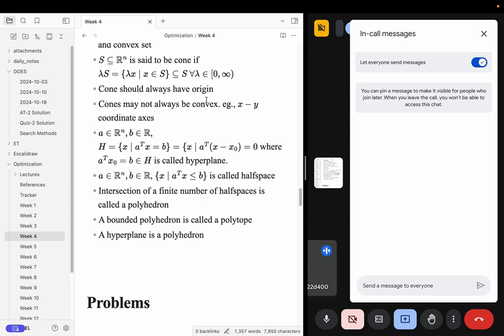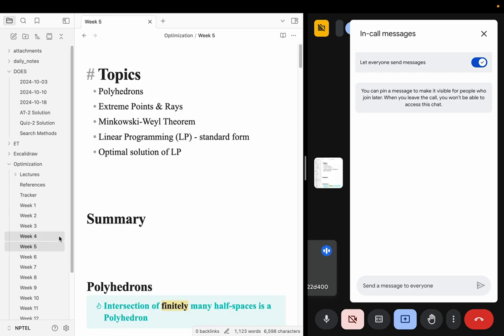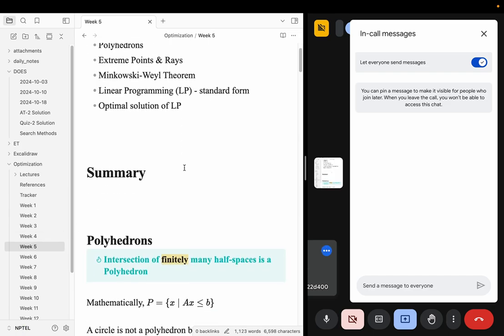We have different theorems on this. We define what a half space is, what a polyhedron is, and these are the different definitions. I'm not going through the definitions, but the main idea is that all of these are convex sets. And why do we need convex sets? It's because we have some important properties of these convex sets.